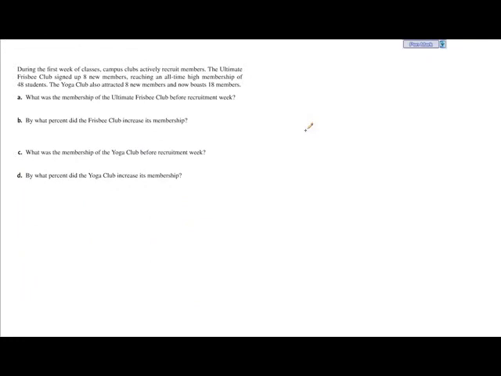Okay, here's one. So during the first week of classes, campus clubs actively recruit members. The Ultimate Frisbee Club signed up 8 new members, reaching an all-time high membership of 48 students. The Yoga Club also attracted 8 new members and now boasts 18 members. What was the membership of the Ultimate Frisbee Club before recruitment week? Well, now they have 48. Before recruitment week, they had 8 fewer students. So that means they originally had 40 students.